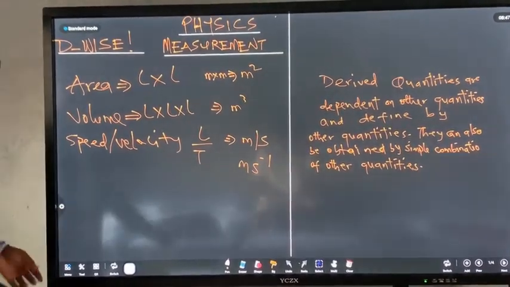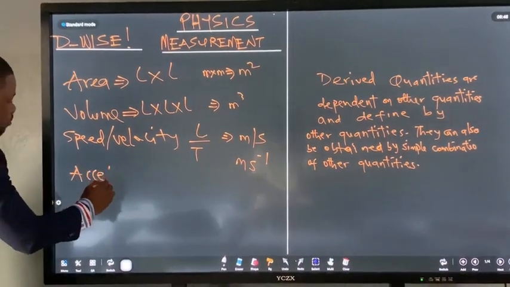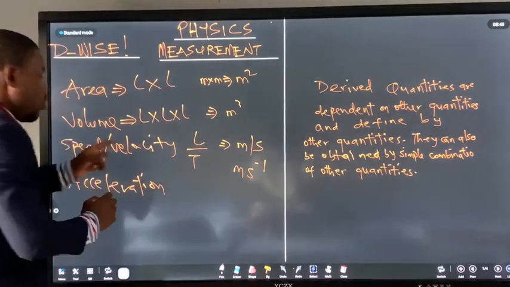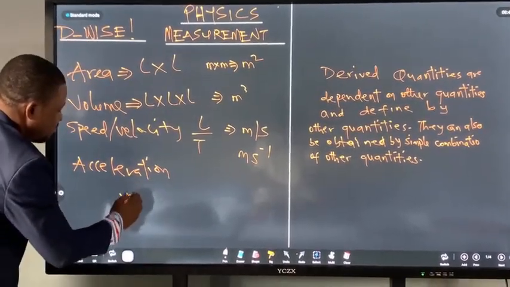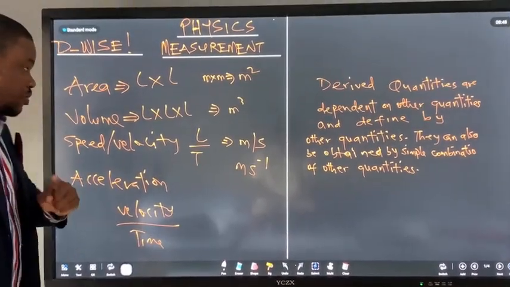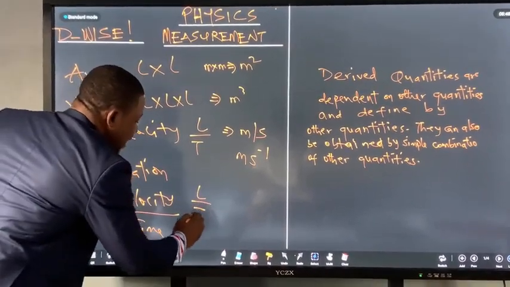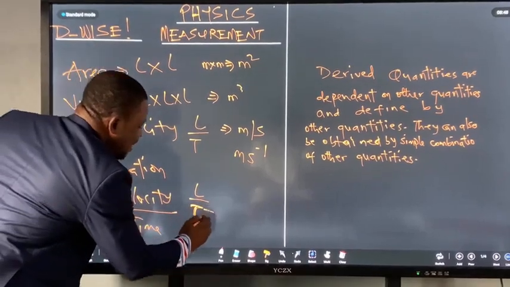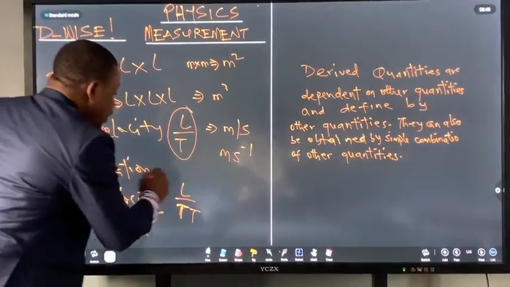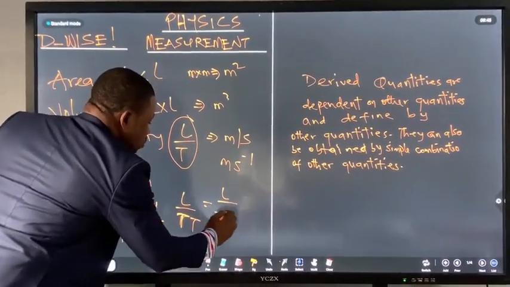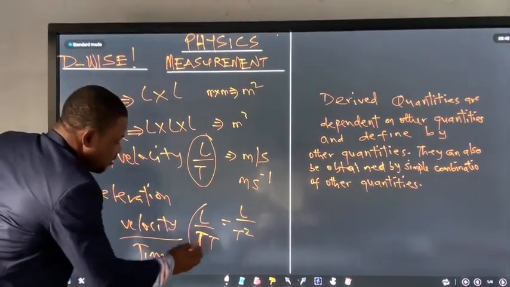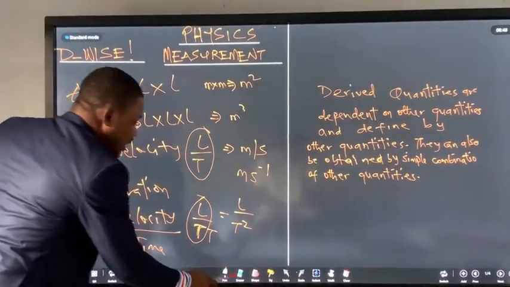The next thing I'm going to talk about is acceleration. What is acceleration? Acceleration is the rate of change of velocity with time. Now what is velocity? Velocity is length over time. So if I have length over time, and then I have another time dividing, this is already velocity, divided by time. So one time is already at the bottom, then I'm bringing time again.